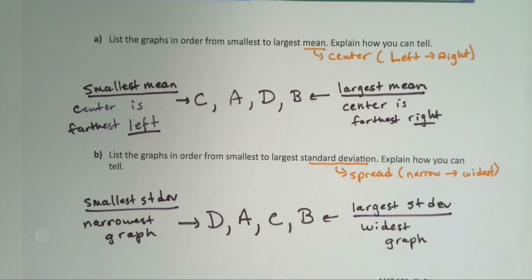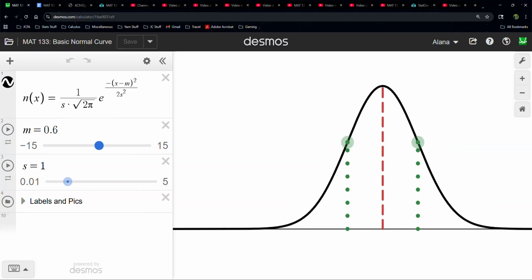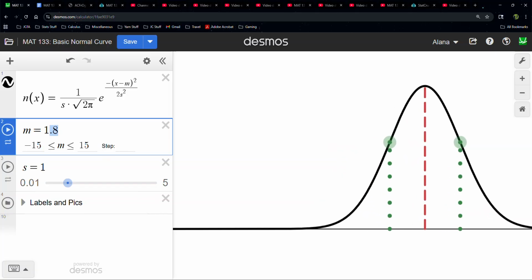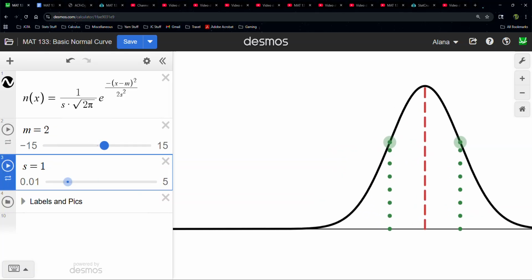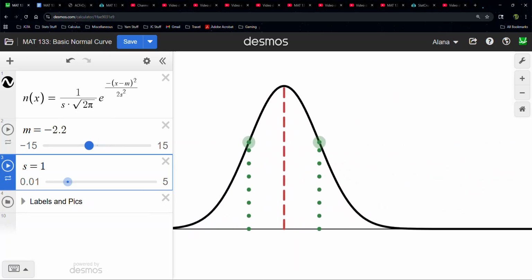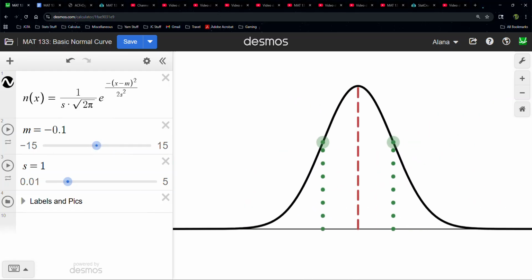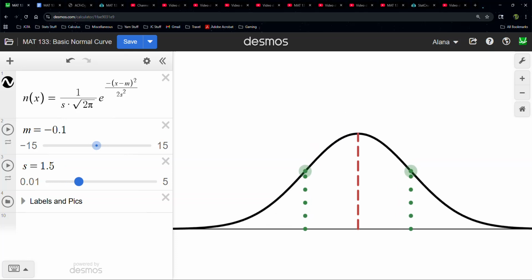Let me show you on Desmos really quickly. So if you look at this normal curve, if I make the m, the mean, go larger, see what happens? I'm making the m go larger and it moves the graph to the right. If I make it smaller, it moves to the left. The mean is a measure of left and right for a normal curve. The standard deviation is a measure of the width and the spread.